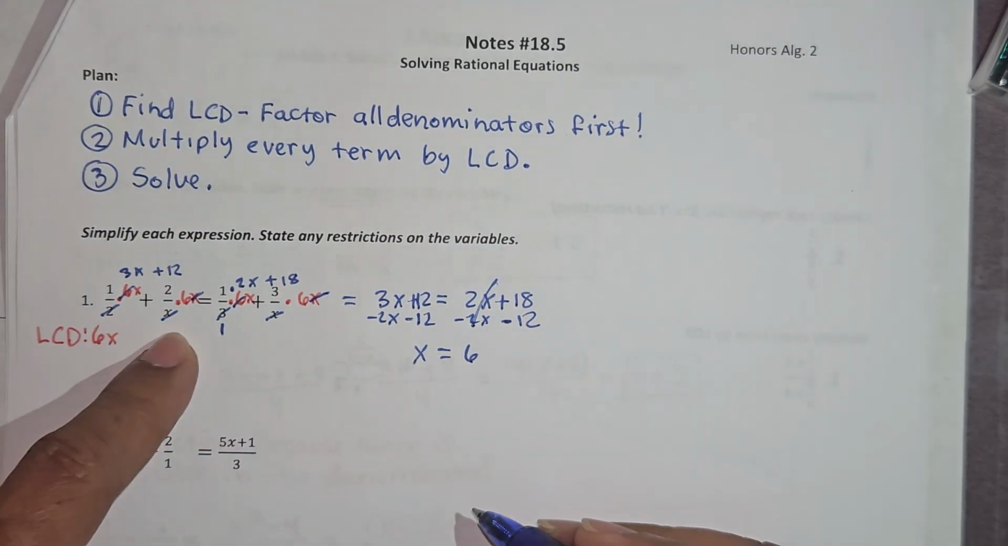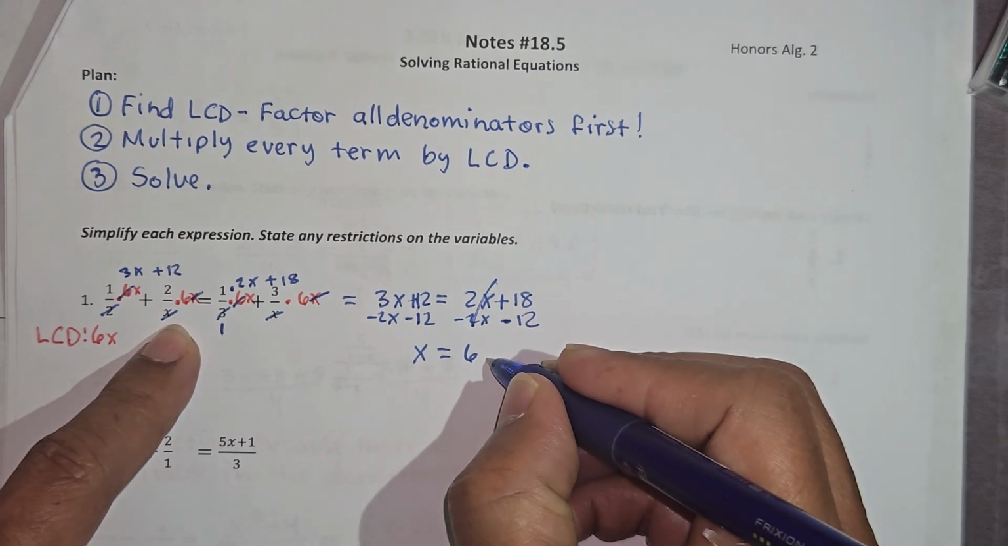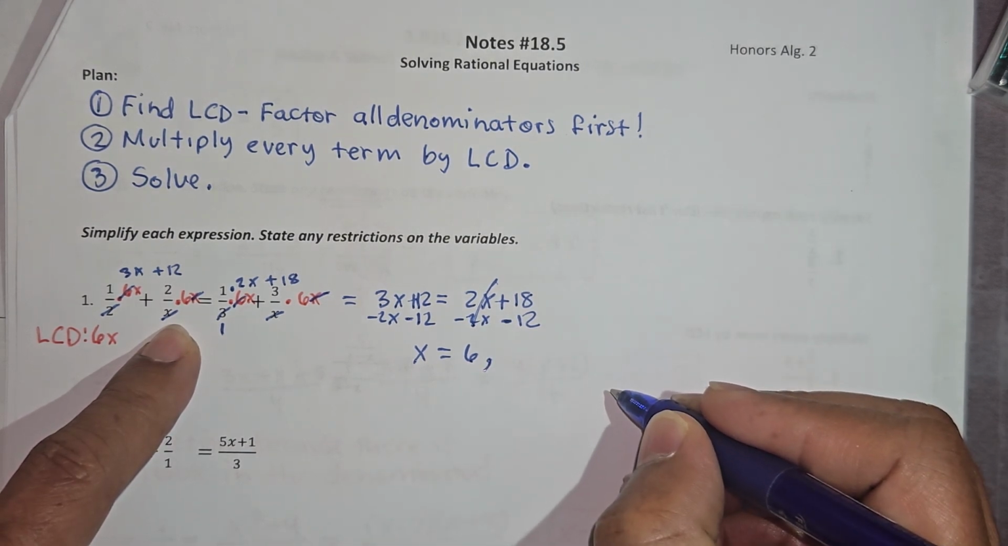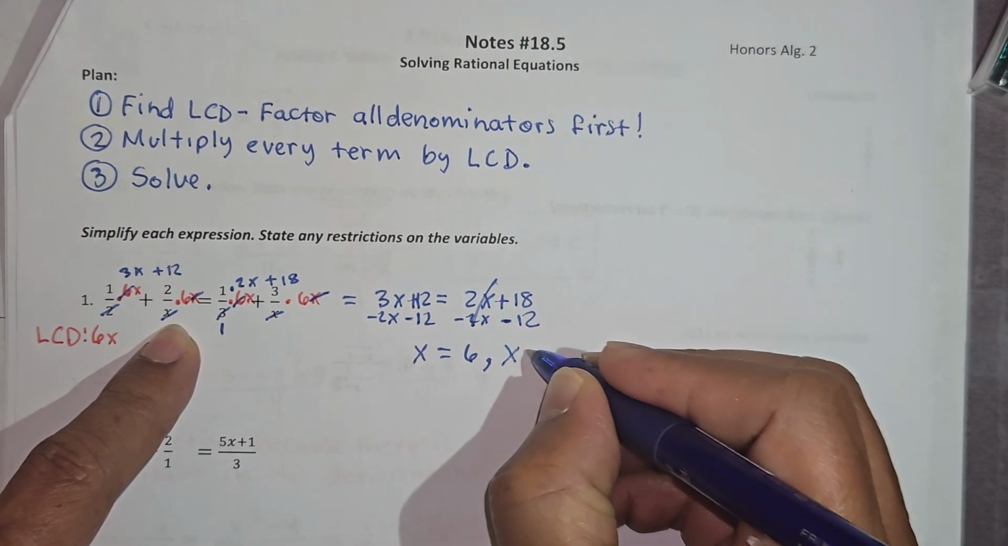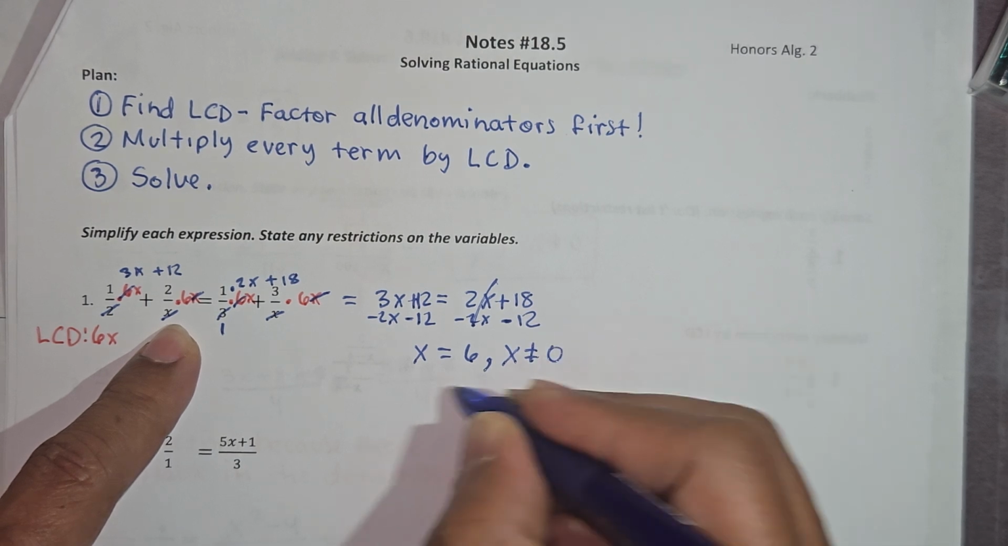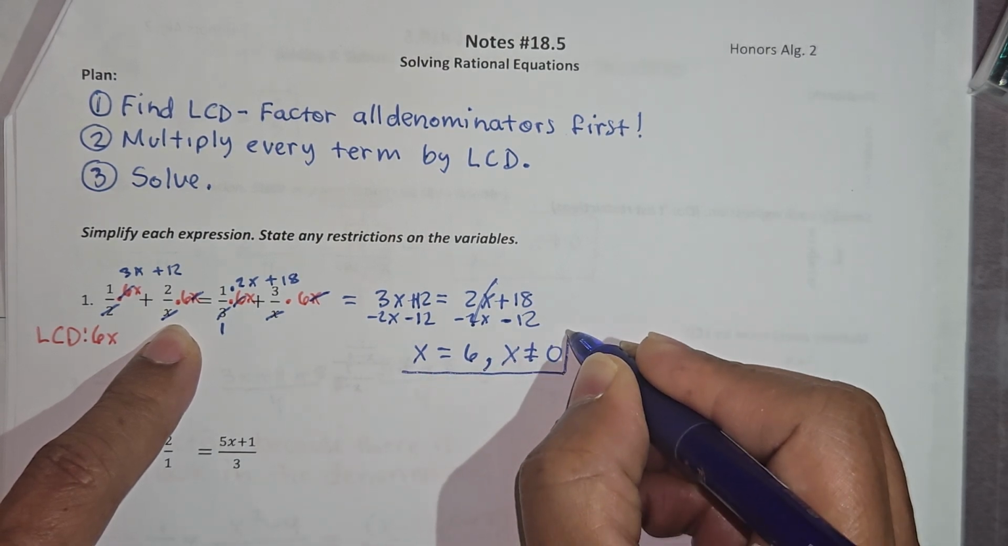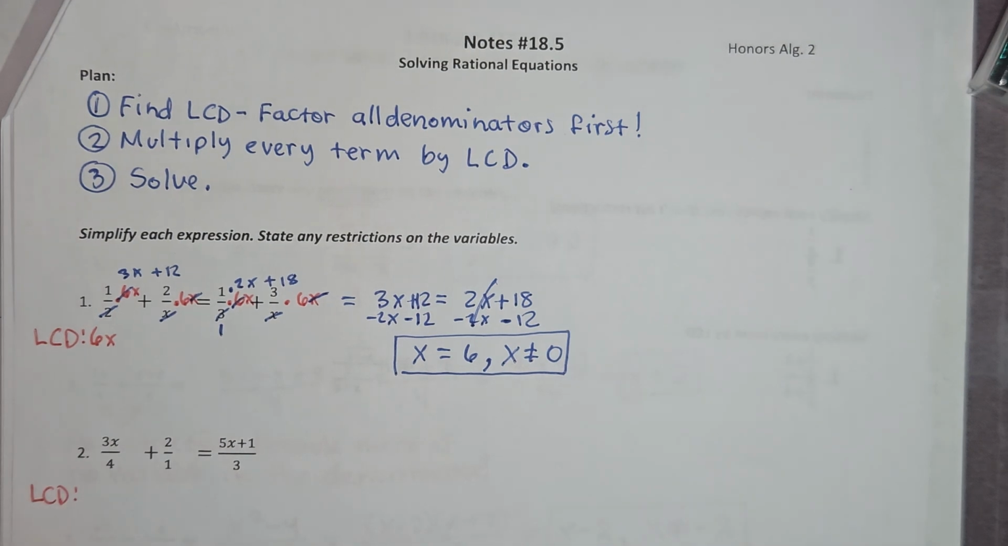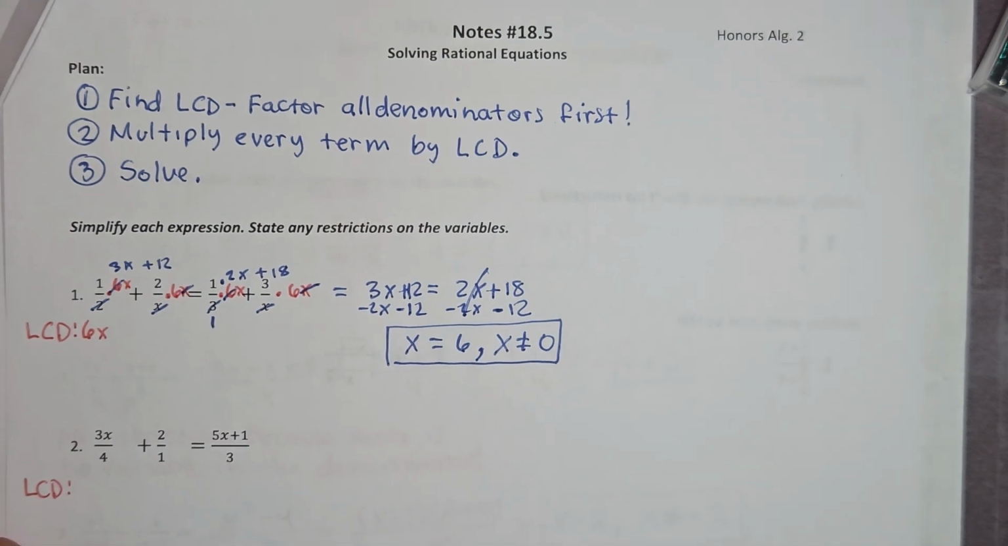Okay, since we have x in the denominator, that means we must restrict the value of x, and that is that x cannot be equal to 0. So anytime you have a variable in the denominator, you must restrict the values of x.